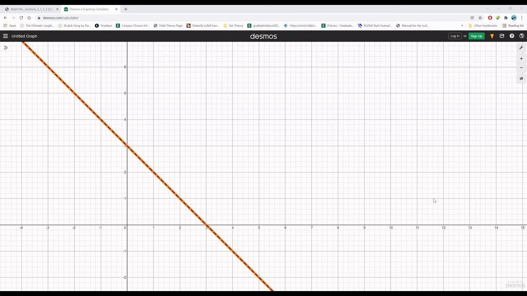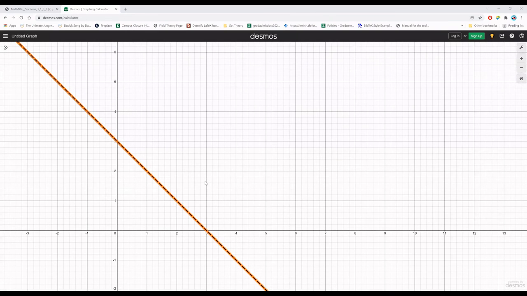Okay, so I have actually just gone ahead and graphed that system in Desmos. I've put the first equation in as this orange solid line. The second equation is the black dashed line, and you will notice they are actually the same line. So when I graph this system, I get the same line. So any point on this line is going to be a solution to the system.